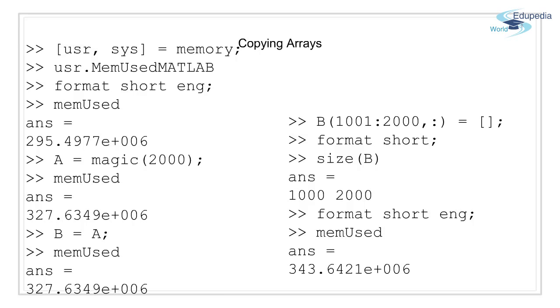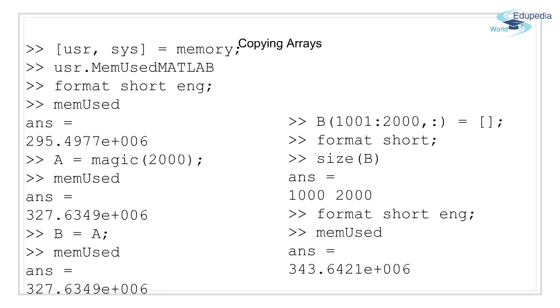Now I will create a 2000 by 2000 numeric array A using the magic function that will use approximately 32 MB of memory. So from 295 my memory will rise up to 327. I will now make a copy of this array A in array B. As there is no need to have two copies of the array data, Matlab only makes a copy of the array reference. This requires no significant additional memory. So you can see that memory still remains at 327.